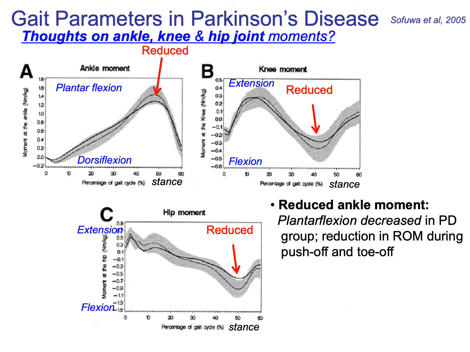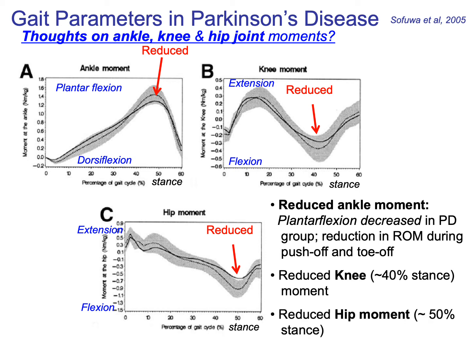So you see these different components. The reduced ankle moment, plantar flexion was decreased in the PD group, and this was perhaps in part due to that range of motion that we just discussed on the previous slide, and that push off or toe off phase of the gait cycle. Okay, we also see reduced knee moment at about 40% of the stance cycle, and a reduced hip moment at about 50% of the stance cycle. So all three moments are being reduced here.